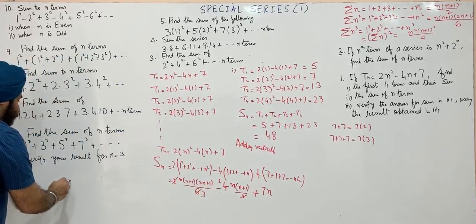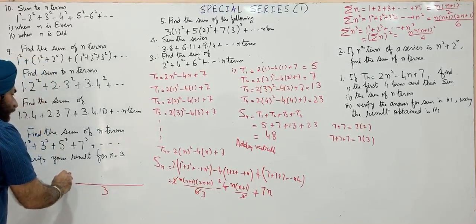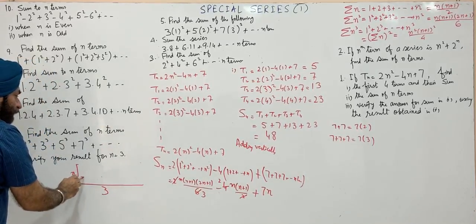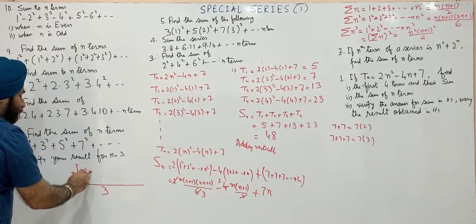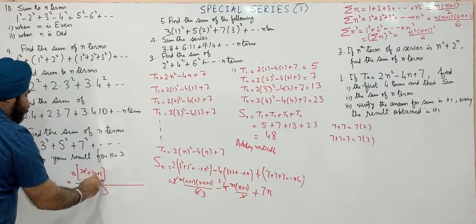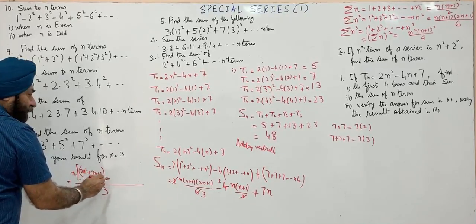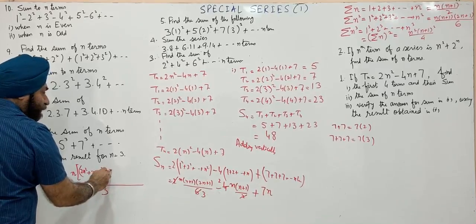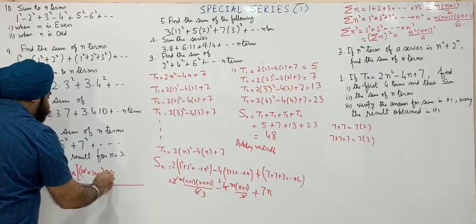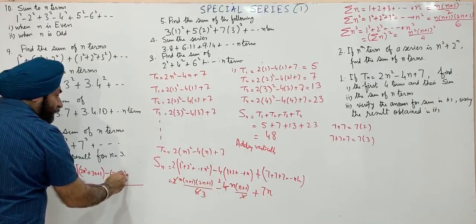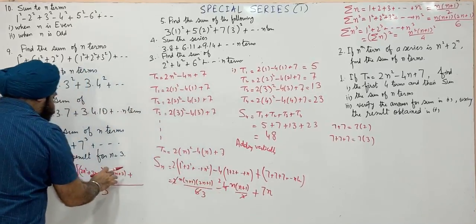We can take the LCM, which will be 3, and we take n common. So inside it's the product of these two, which is 2n square plus 2n plus n, that is 3n, and plus 1. So this is taking n common. Next is minus, and we have 2 into n plus 1, so that's 2n plus 2, and last is plus. Okay, this will be 2 into 3, this will be 6.